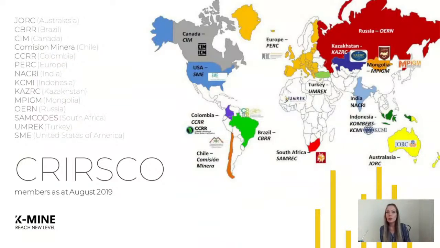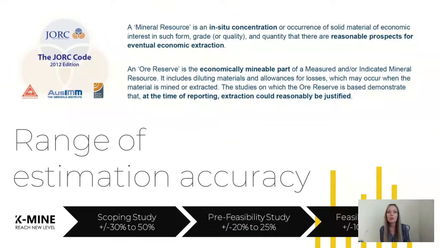And since 1994, the CRIRSCO organization has worked to create a set of standards, a standard international definition for reporting mineral resources and mineral reserves based on the evolving JORC code definitions. What's interesting, though, is that one of the most common codes, the JORC code, does not specify the confidence levels. At the same time, it gives a clear definition of the concept of categories of mineral resources and reserves.